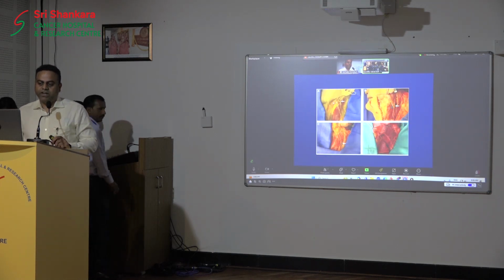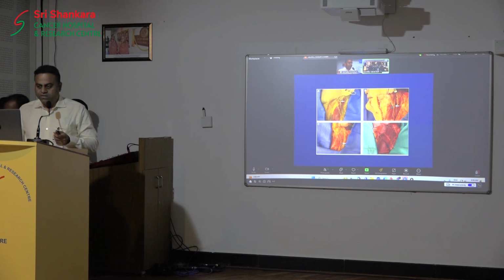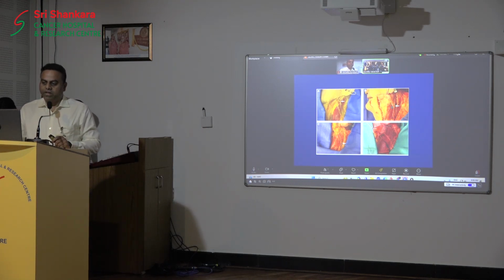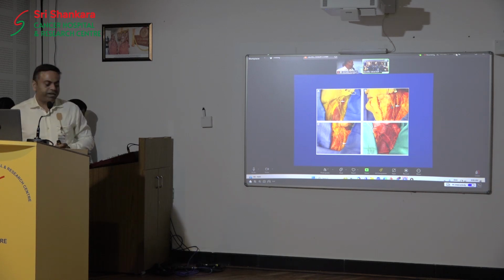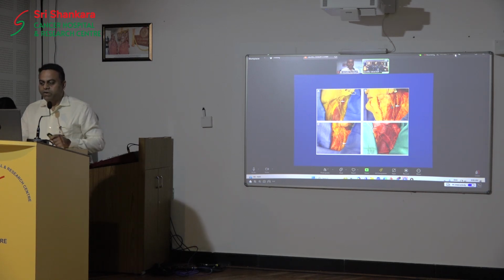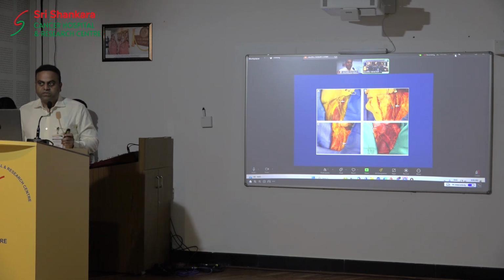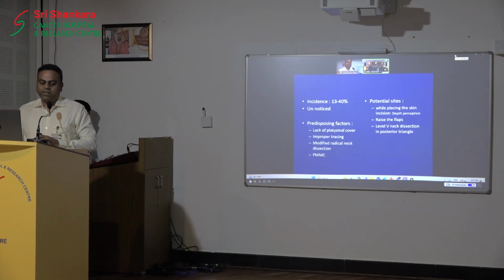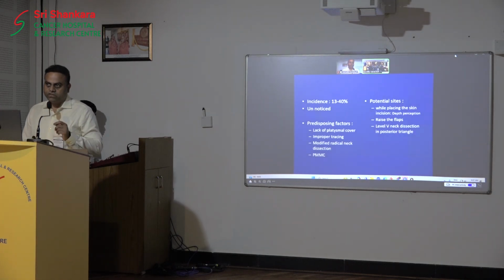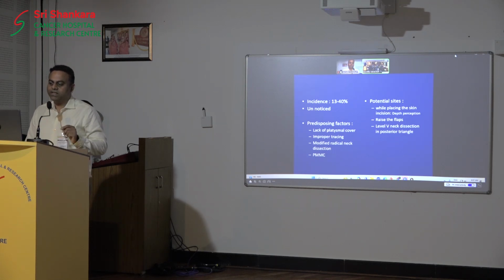So these are the expected variations of the division of the greater auricular nerve. Now, most often the division happens in the upper one-third, where it divides into anterior and posterior division. Sometimes it can divide in the middle and in the lower divisions, or sometimes there couldn't be any divisions. So we need to keep this in mind when we are planning for any flap raising. Most often the injury is unnoticed, and sometimes the range of around 13 to 40% has been published. But most often this complication can happen when you are placing the incision.